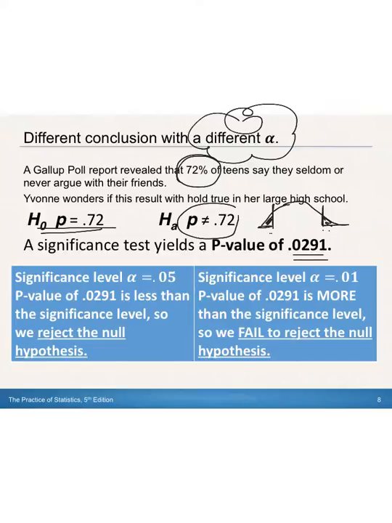Let's say the p-value is 0.0291. A significance level of alpha is 0.05. Since the p-value is less than the significance level, we reject the null because that provides convincing evidence that the percent of teens that seldom or never argue with their friends is different than 72%. Now, if we're asking for a more tight alpha level like 0.01, and we agreed upon that ahead of time, the p-value is more than the significance level, so we fail to reject the null. We don't consider that convincing enough evidence at an alpha level of 0.01.